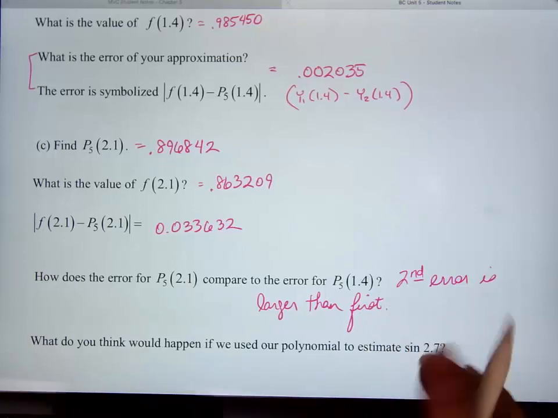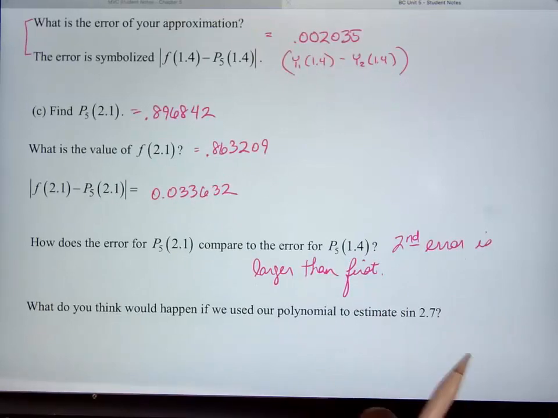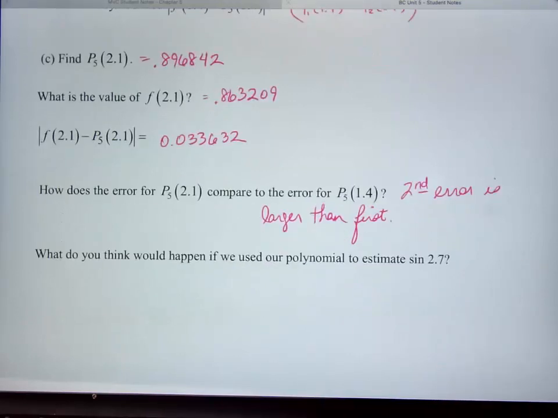Why? Because it's further removed from the center point. It is further away from the point where the 2 curves touch. Anytime you move out, your error between the 2 graphs is going to get bigger. What do you think would happen if we use this curve to estimate the sine of 2.7? How would the error look? Would it be bigger or smaller than the other two? It'd be a bigger error.